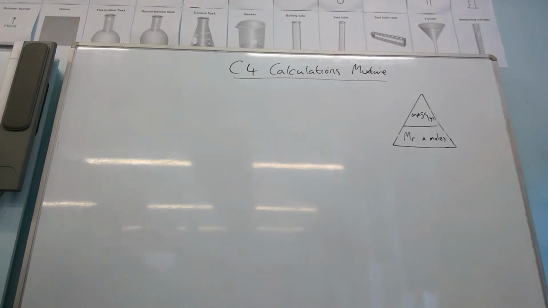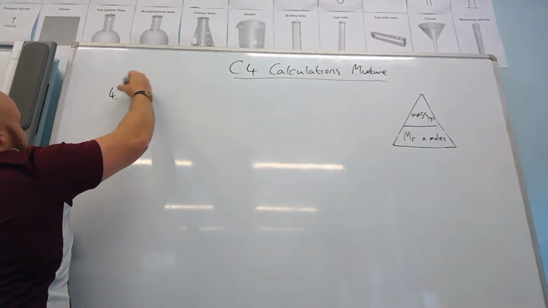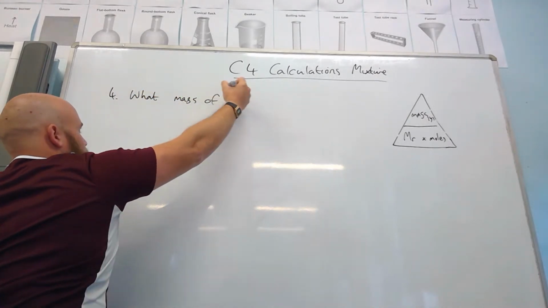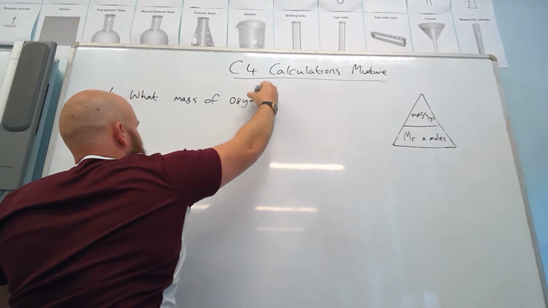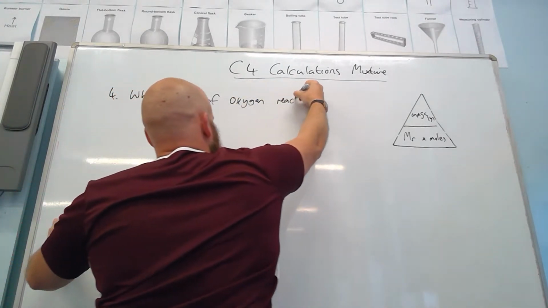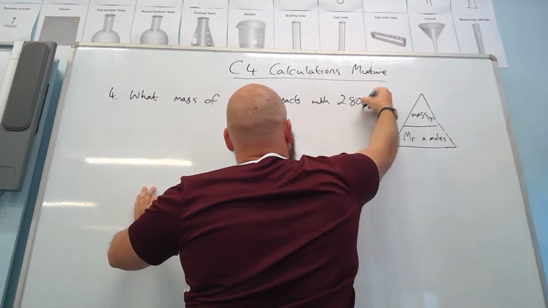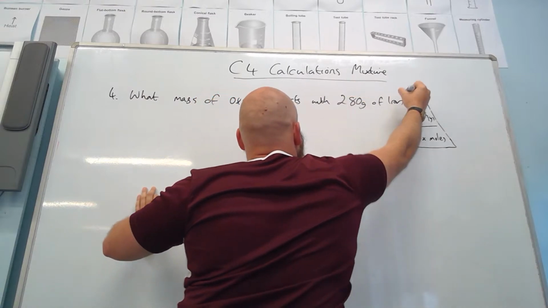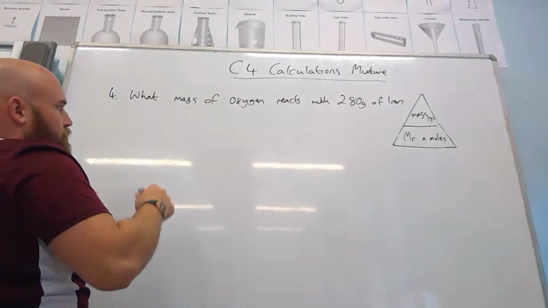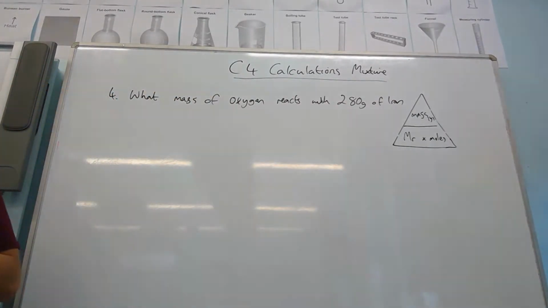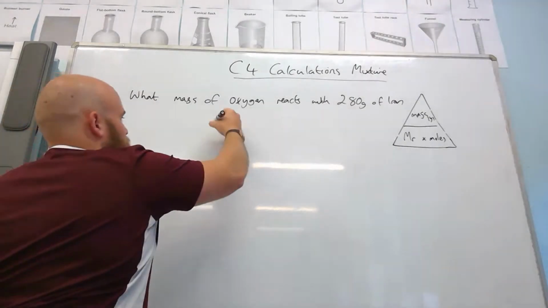So it's what mass of oxygen reacts with 280 grams of iron? All right, there is some more to the question, but I'll just leave it there. So we've got Fe, 2Fe plus 3O2.